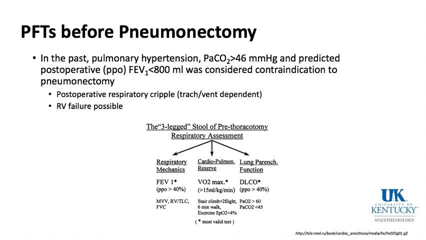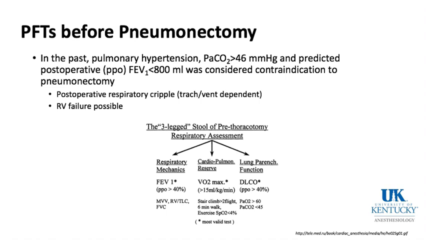The worry, though, was that if they had pulmonary hypertension, and you removed a lung and made the blood that went to 2 lungs now only go to 1 lung, the right ventricle is going to have to work harder and it could fail. If the PCO2 was already 46 and you removed 1 whole lung, CO2 is going to go higher. You leave someone as a postoperative respiratory cripple requiring a tracheostomy and ventilatory dependence. Same thing with the FEV1. You just can't get enough air out and you're going to be ventilatory dependent.